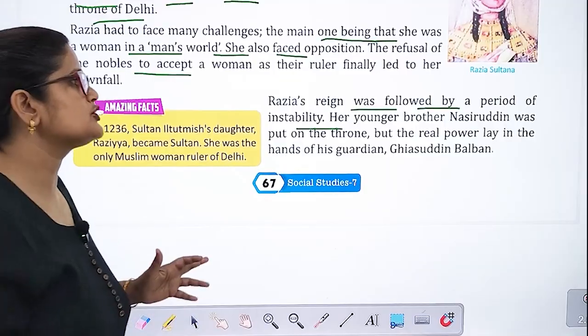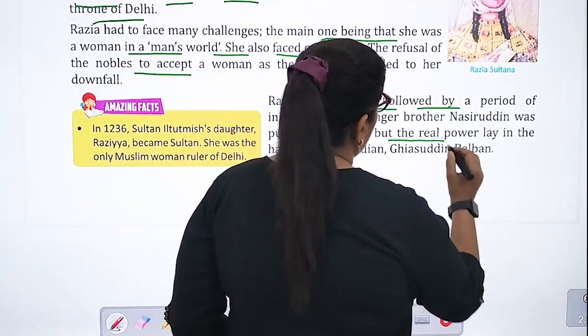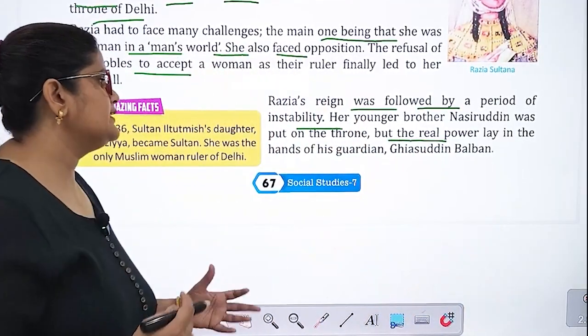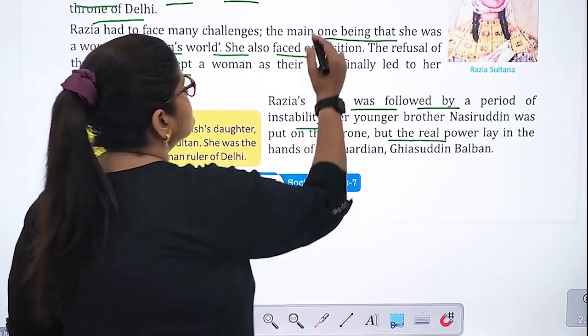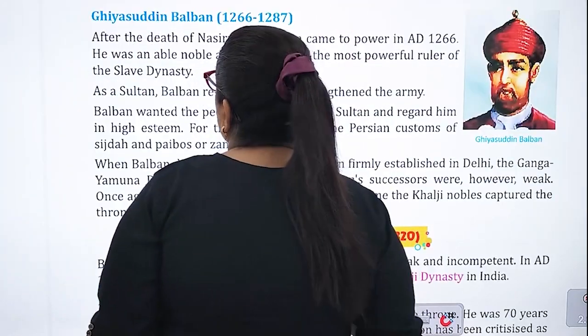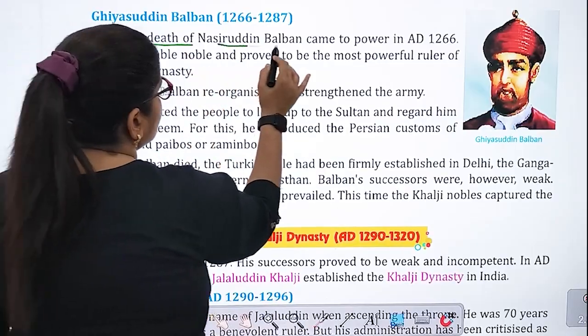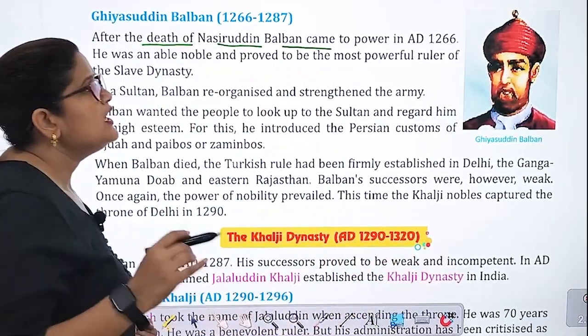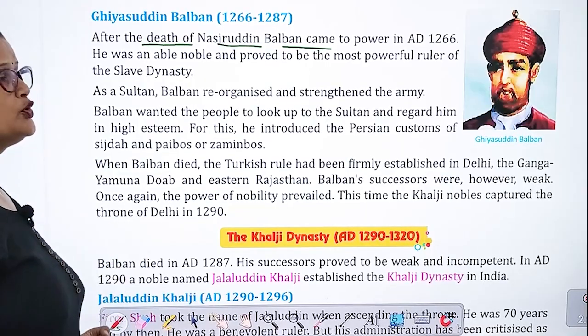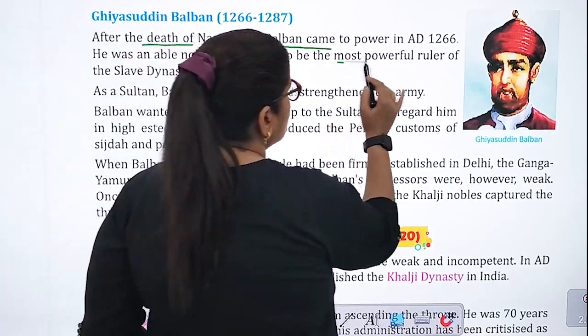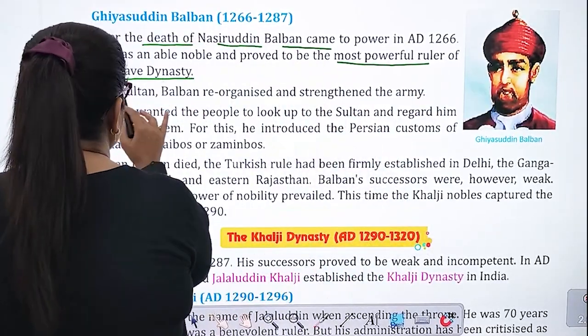Her younger brother Nasiruddin was put on the throne, but the real power lay in the hands of his guardian Ghiyasuddin Balban. After the death of Nasiruddin, Balban came to power in AD 1266. He was an able noble and proved to be the most powerful ruler of the Slave dynasty.